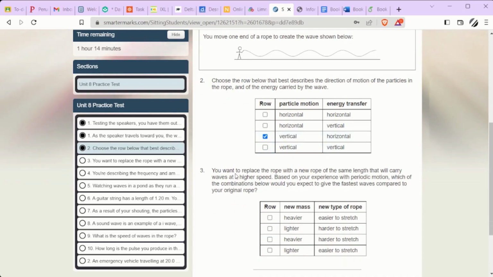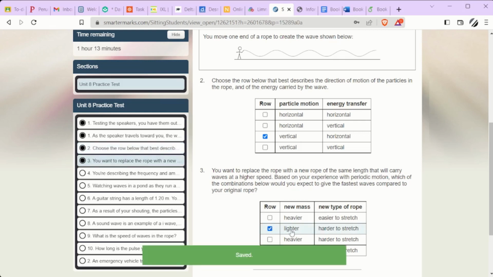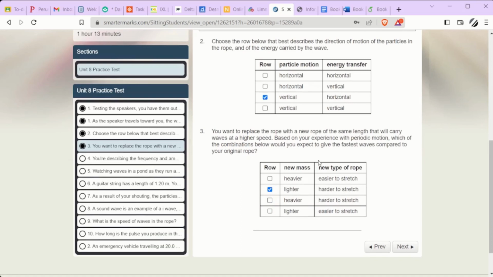Now we want to replace the rope with a new rope the same length that will carry the waves at a higher speed. So if we want it to be a higher speed, we could go for more density, but it's less mass and harder to stretch. So it's lighter but more rigid. That will transmit the waves faster.